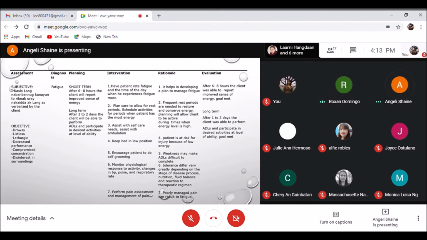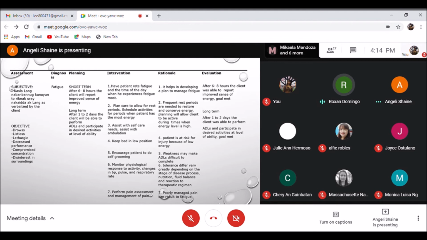Intervention: have patient rate fatigue and the time of the day when he experiences fatigue most. Rationale: it helps in developing a plan to manage fatigue. Second, plan care to allow for rest periods. Schedule activities for periods when patient has the most energy. Rationale: frequent rest periods are needed to restore and conserve energy. Planning will allow client to be active during times when energy level is high. Third, assist with self-care needs. Assist with ambulation.